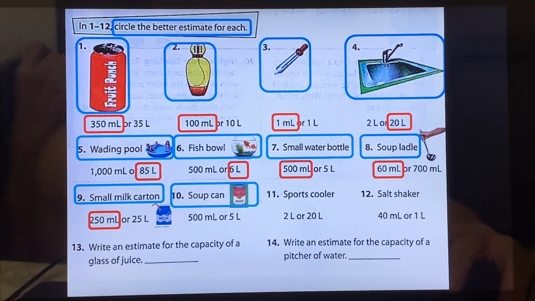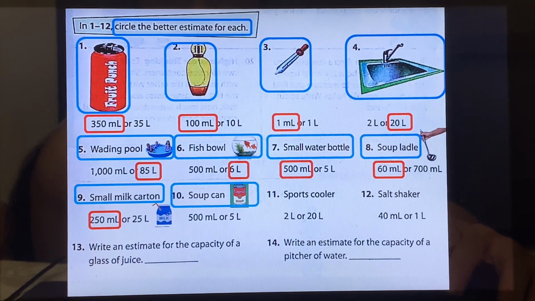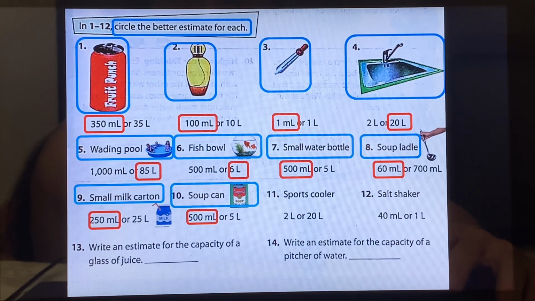Number 10, a soup can. A can of soup. 一罐汤, which is better estimate, 500 milliliters or 5 liters? 500 milliliters. Did you get it right?